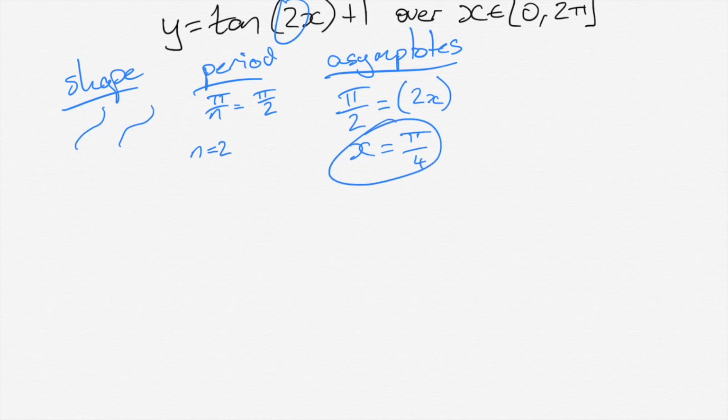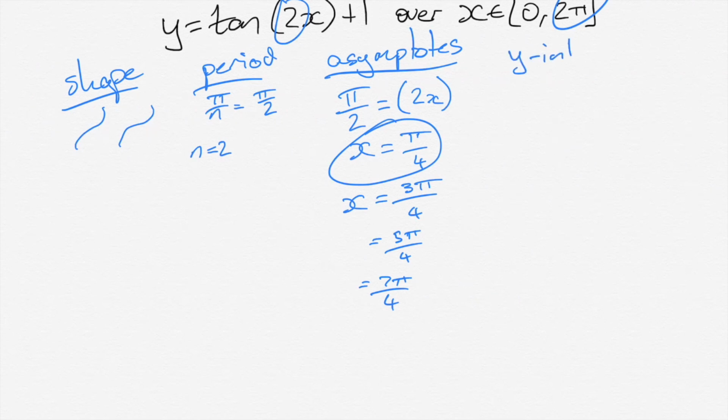I then need to also add my period, being pi on 2, so that means I'm going to get an asymptote at 3 pi on 4. And another one, a period away, is 5 pi on 4, and keep going until I get past my endpoint, and that's 7 pi on 4. If I went any further, it would be 9 pi on 4, which is past my endpoint of my domain. All right, so they're my 4 asymptotes.